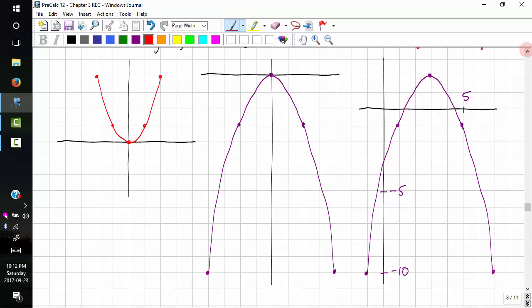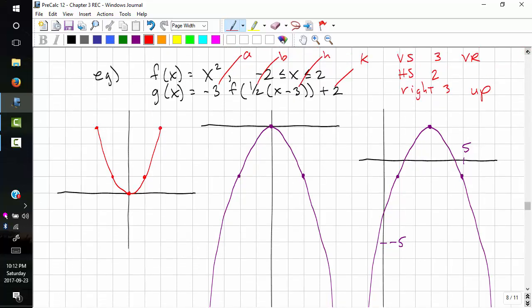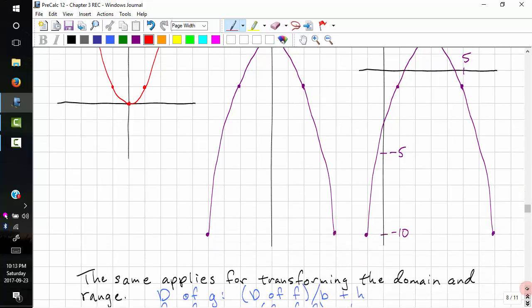Now we have to go right 3 and up 2. So we take this point, right 3, up 2, right 3, up 2. So that's 5, negative 1, 5, negative 1. Right 3, up 2, that's negative 1, negative 1. And we carry on.